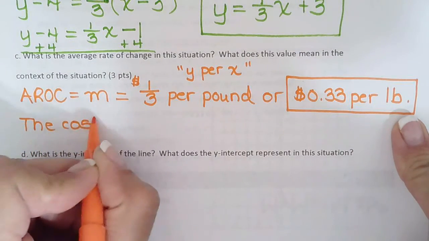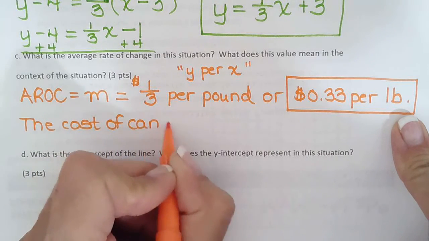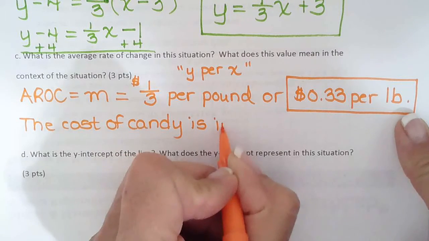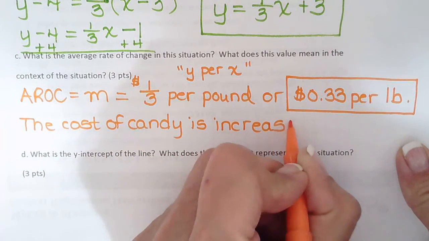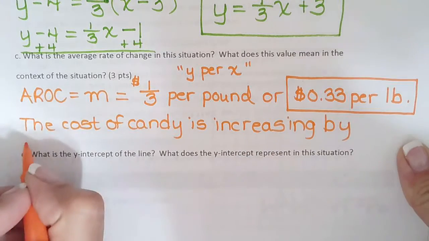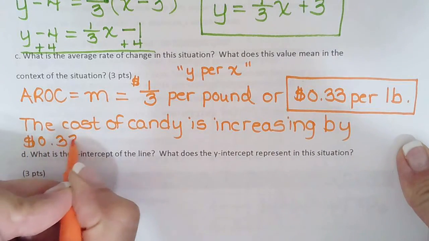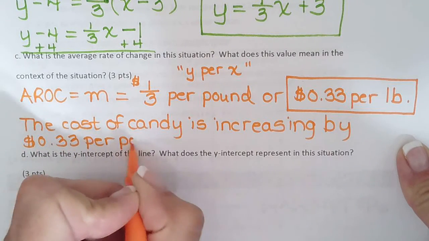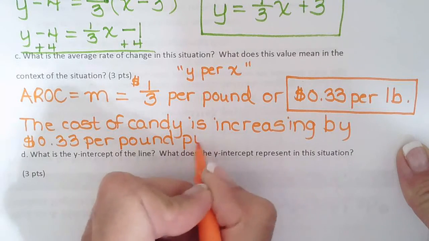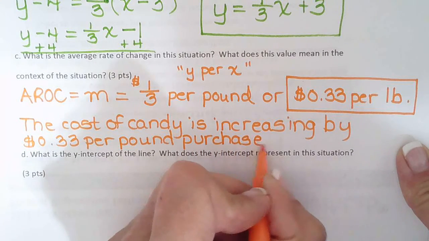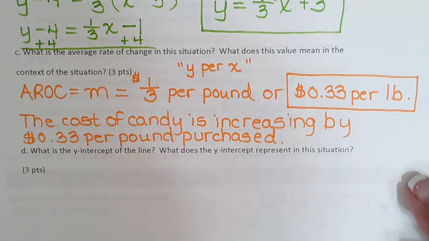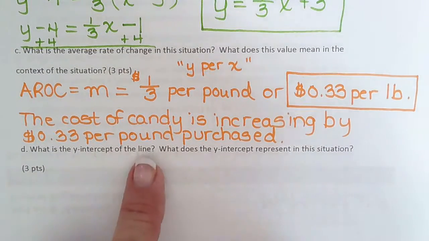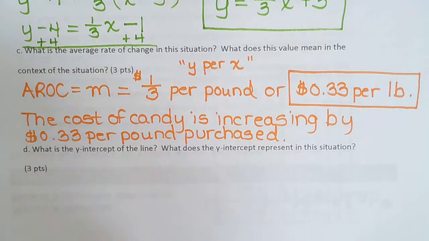So the cost of candy is increasing by 33 cents per pound purchased. Or something to that effect. Of course, your equation or sentence doesn't have to be exactly that, but you should always have the something per something in it. And you should always use words like increasing, decreasing, rising, falling to indicate whether the slope is positive or negative, which in this case it's positive.